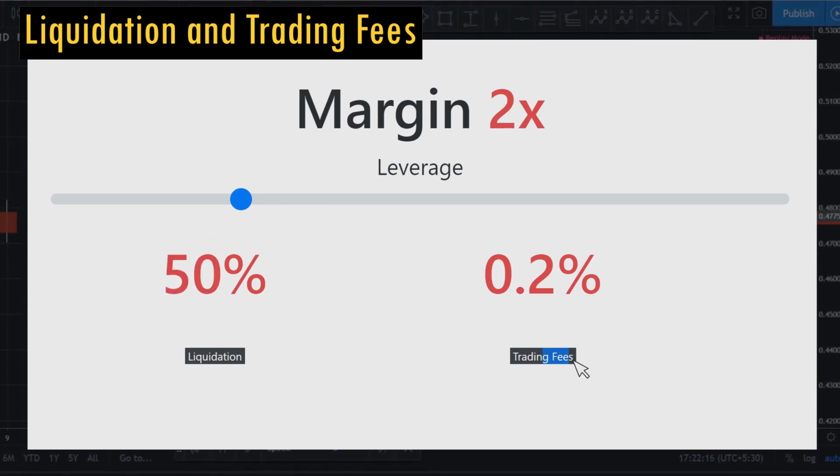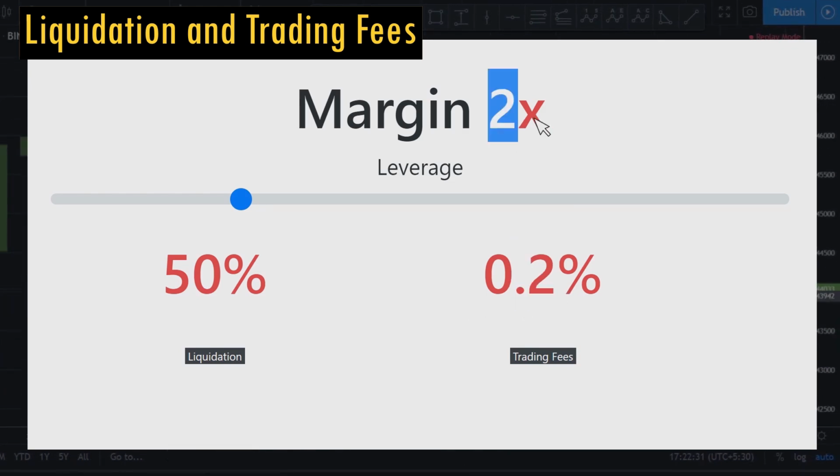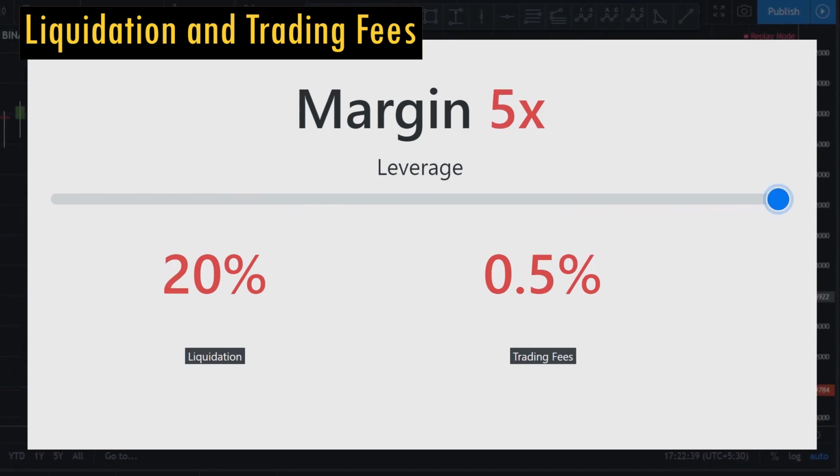And your trading fees are also higher, so you end up paying 0.2% per trade. If you take that into a complete trade, which is a buy order and a sell order, it becomes 0.4%. So if I don't make more than 0.4%, then I end up with losses. So if I'm doing 2x leverage, I have to make sure my strategy gives me more than 0.4% returns. And I can change the slider all the way up to 5x.